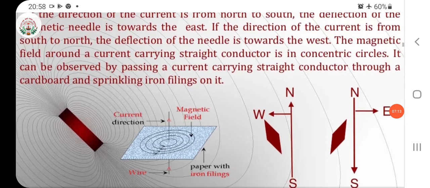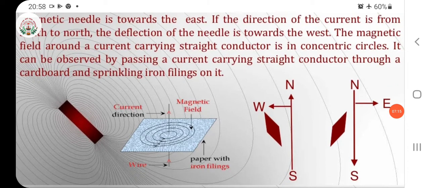See the figure. Okay, what is the shape of the magnetic field lines around a current carrying straight conductor? It is concentric circles. Concentric means circles which have the same center. It can be observed by passing a current carrying straight conductor through a cardboard and sprinkling iron filings on it.